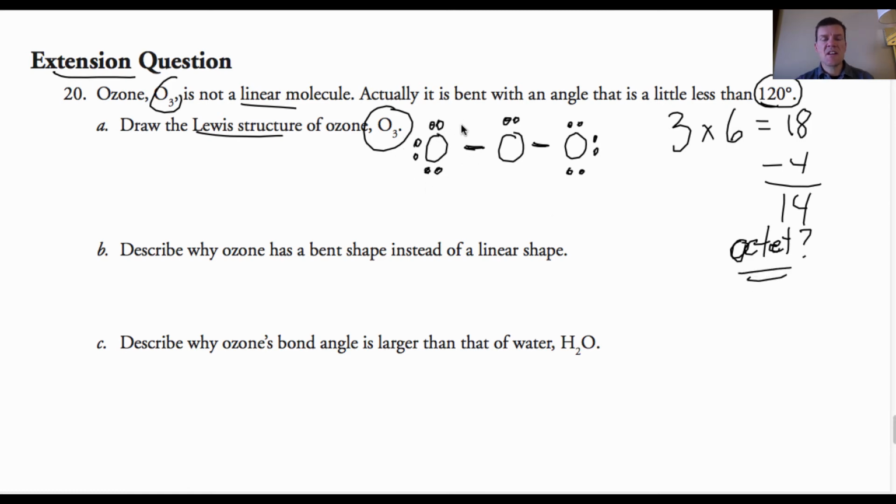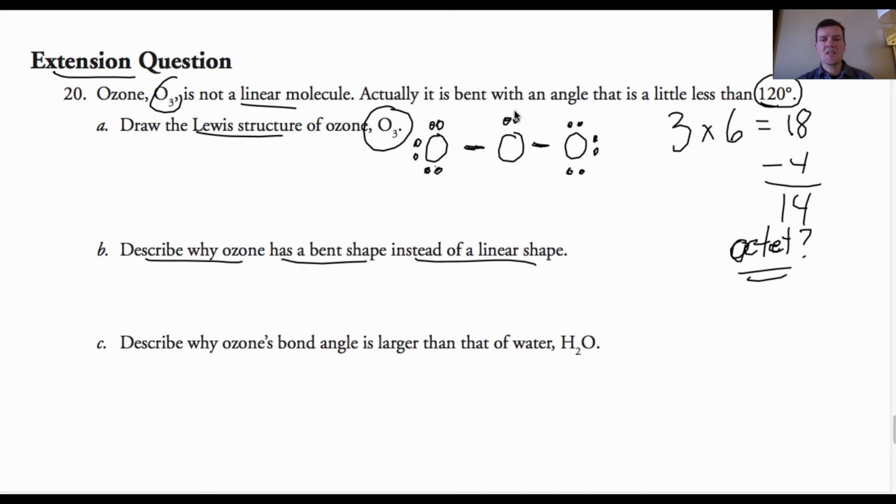This oxygen on the left, yes. 2, 4, 6, 8. This oxygen on the right, 2, 4, 6, 8. The oxygen in the middle, 2, 4, 6. Not happy. Okay? So, ozone has a bent shape instead of a linear shape.